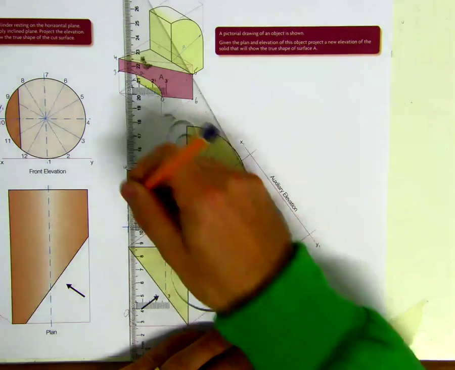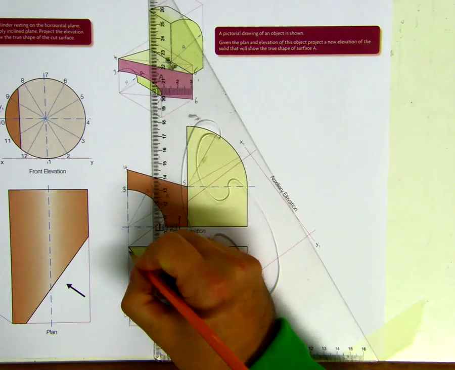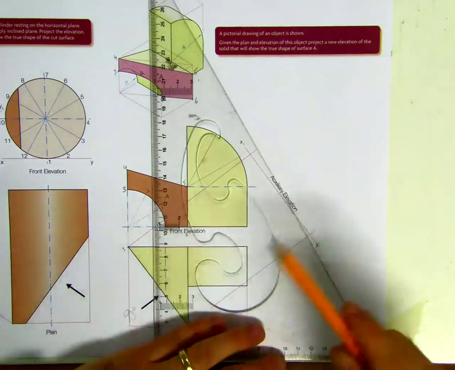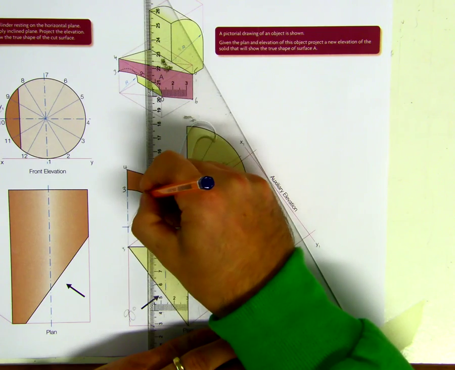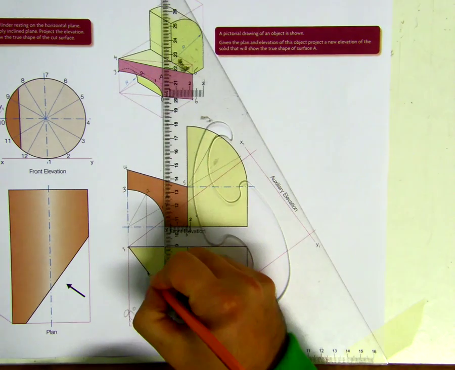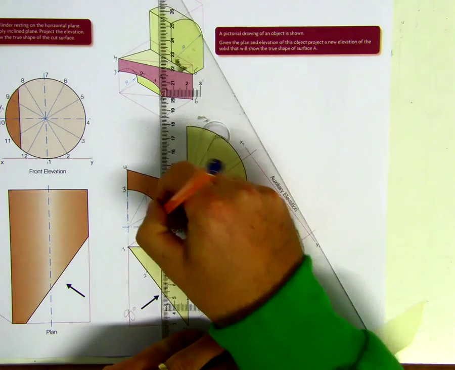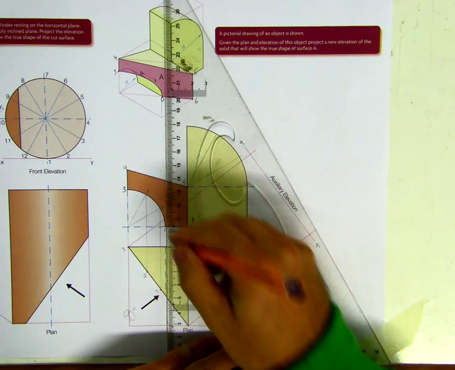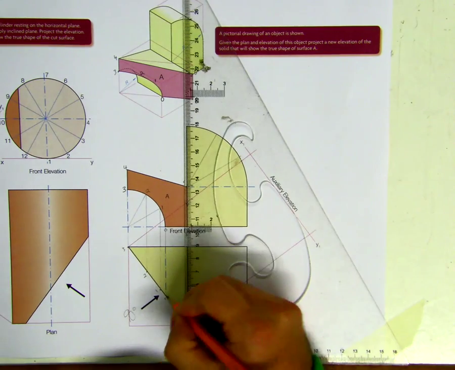So we have 3 in elevation. We need to get it in plan. We need a point in 2 different views to find it in the third view. I know you're sick of me saying that at this stage. Down to 2. 1 down into plan. And 0 down here. So 0 is here.